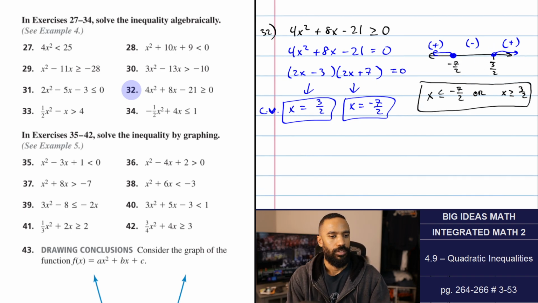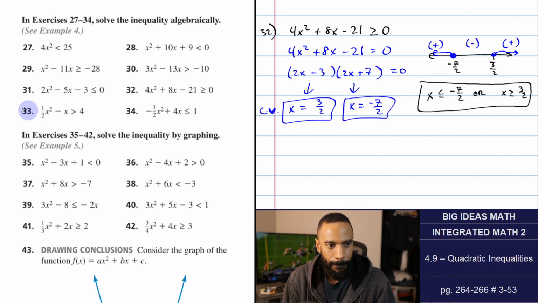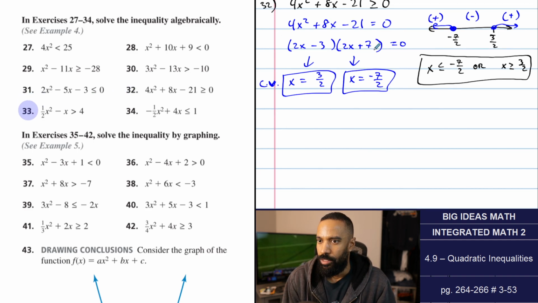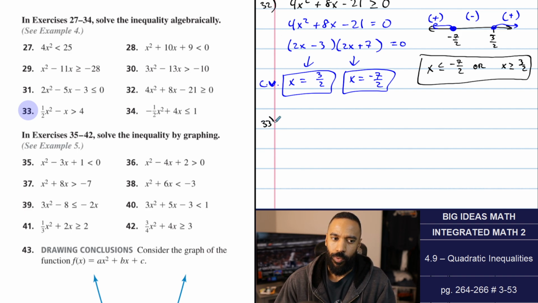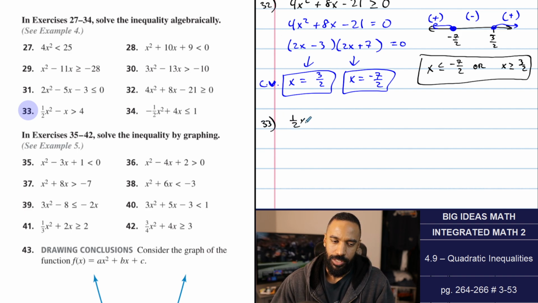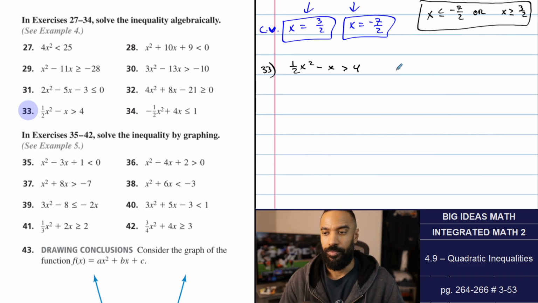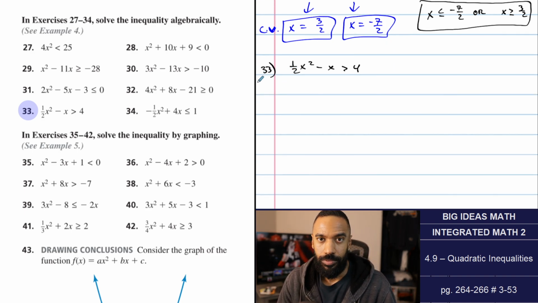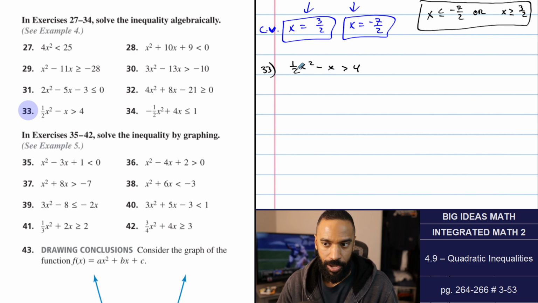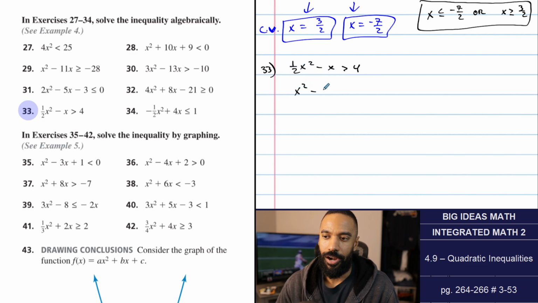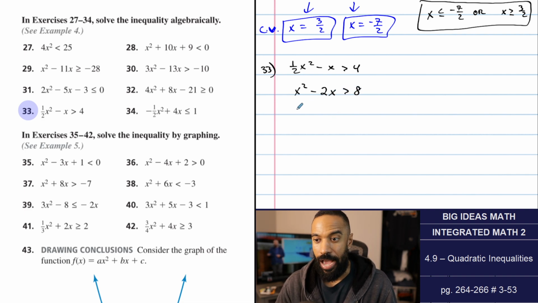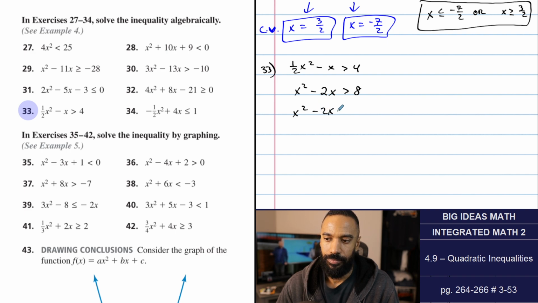Okay. Two more. Now for an inequality, single variable inequality, absolutely nobody is going to be stopping us when it comes to solving algebraically from multiplying everything by 2 if I want to. And I'm going to do it right now. I don't want the fraction. X squared minus 2x is greater than 8. Now I can subtract the 8 over. Greater than 0. This is my testing against set.